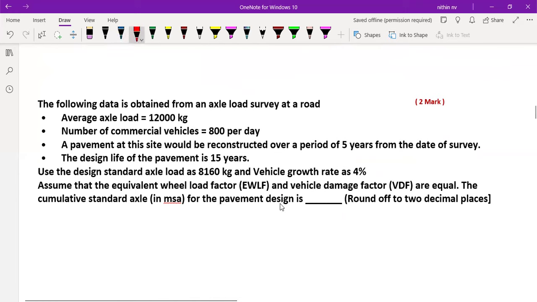Somewhat a lengthy question, lengthy in the sense the data was lengthy, but the calculation was actually very simple. And it's asked for 2 marks. Okay, so just look at the question. First of all, what they are finally asked.